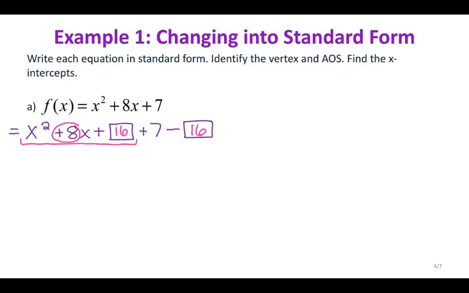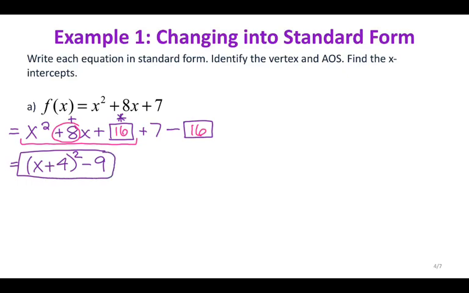Now these first three terms represent a perfect square trinomial because when you factor it, it's going to look like this. So I want to find two numbers that multiply to 16 and add to 8. Those are going to be 4 and 4. So I can write it like this, x plus 4 times another x plus 4. But another way that I can write it is just x plus 4 quantity squared. And that's the form that we want to use since that is what vertex form looks like. And then I'm going to combine the 7 and the 16, and that gives me -9. And now I have my function in standard or vertex form.